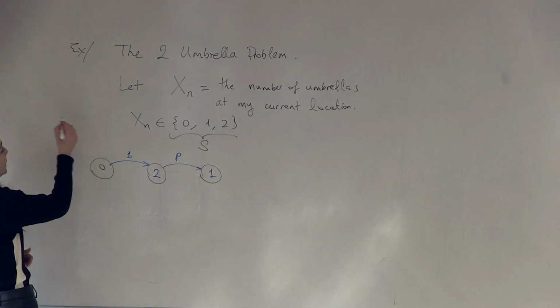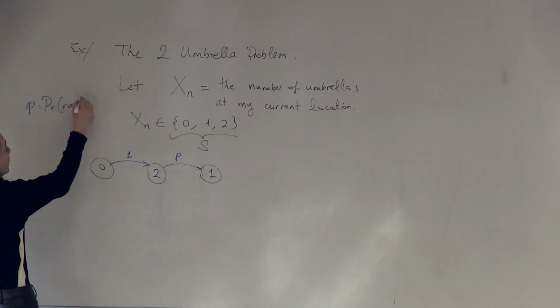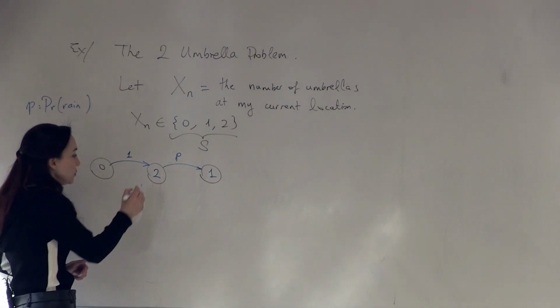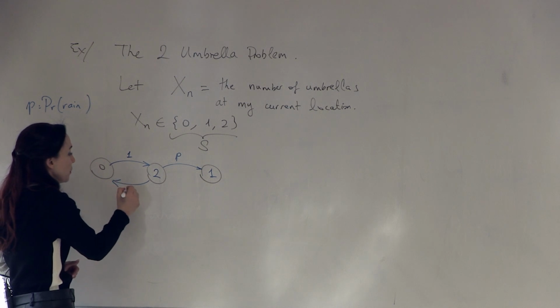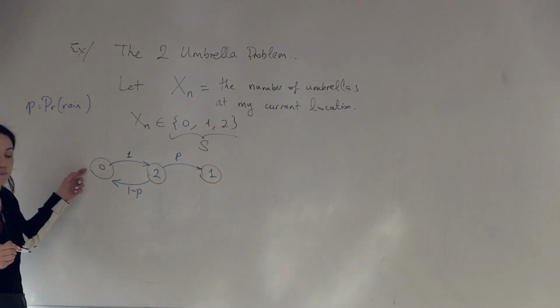P is the probability that it rains. If it does not rain, I don't take an umbrella with me. So with probability 1 minus p, I go to state 0.